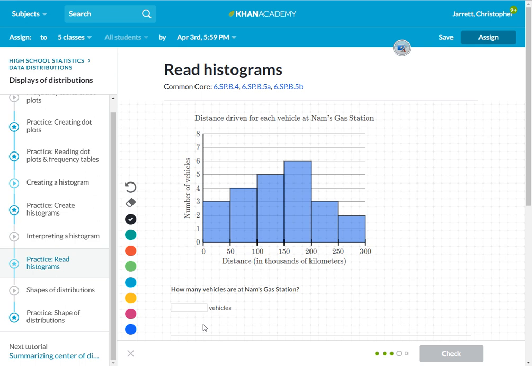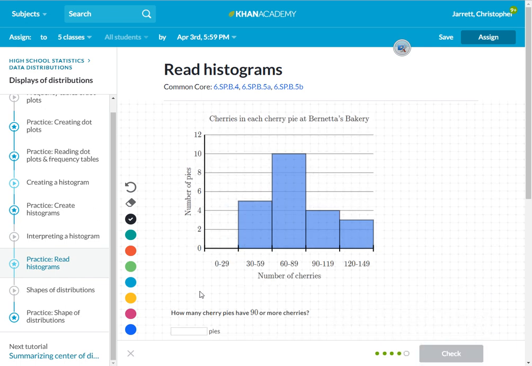How many vehicles are at Nom's gas station? Well, we have 3 vehicles between 0 and 50. So 3, 4, we can do this a little faster now. 5, 6, 3, and 2. How many vehicles are at Nom's gas station? Well, they're all at Nom's gas station. So all they're asking you to really do is just add them together. So here's 7, 12, 18, 21, 23. So altogether, there are 23 vehicles at the gas station.